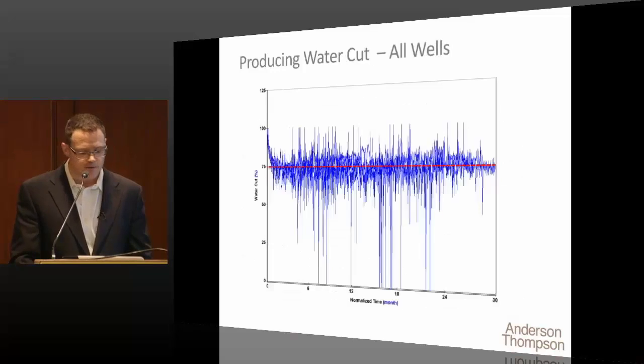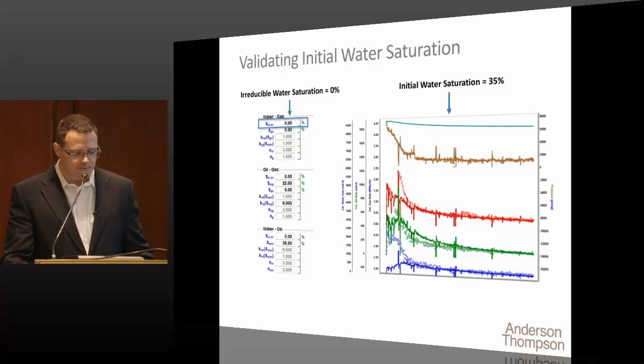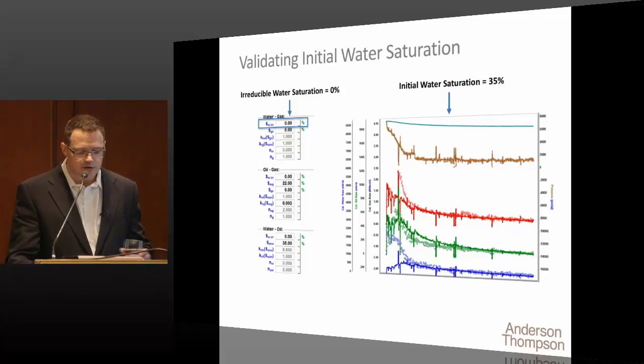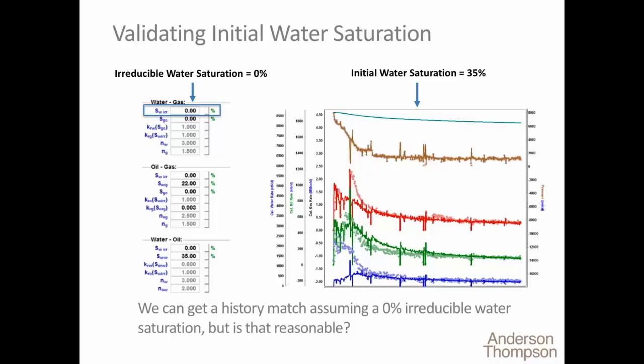Here's the producing water cut for all wells, 75%. Validating the initial water saturation, well, like I said, we could match it, but assuming an irreducible water saturation of 0%. Does that make sense? Probably not. So we can get a history match, but is that reasonable? Yeah, I'd say no. But we definitely did do that.